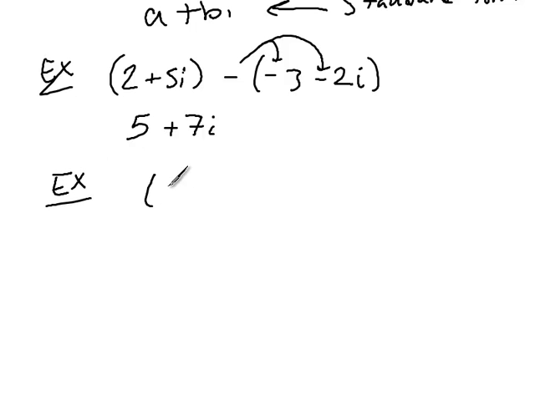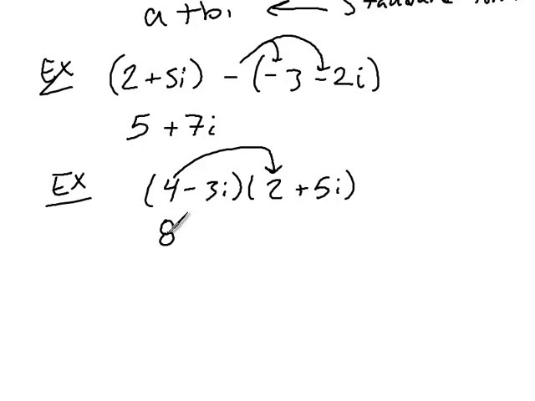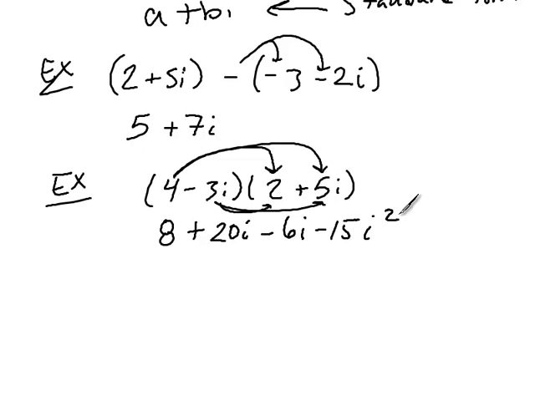Then we do multiplication, which you're just going to FOIL. So 4 minus 3i times 2 plus 5i. Okay, so 4 times 2 is 8. 4 times 5i, that's just going to be 20i. -3i times 2 is -6i. And then minus 15i squared. You combine like terms, you get 8 plus 14i minus 15i squared.